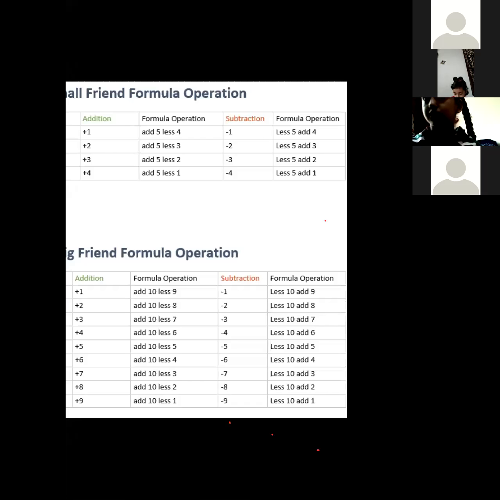We have already done this many times beforehand, but I think you have forgotten. So this is again a revision of that. This is addition written at the top, formula operation, and subtraction is there. You leave that subtraction. You talk about this addition and this one.